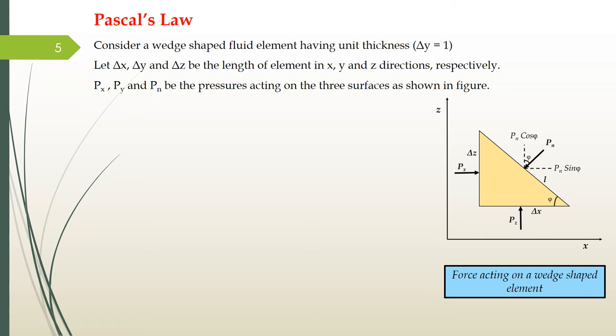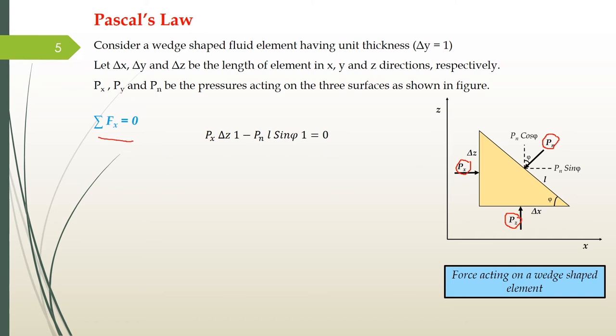Let us also consider that the forces acting in the x and z directions are Px and Pz, and there is no force in the y direction here. There is another force acting on this inclined plane, that is Pn. After resolving this force into two components, they will be Pn cos phi and Pn sin phi, where P basically denotes the pressure force in the normal direction for this particular elemental area.